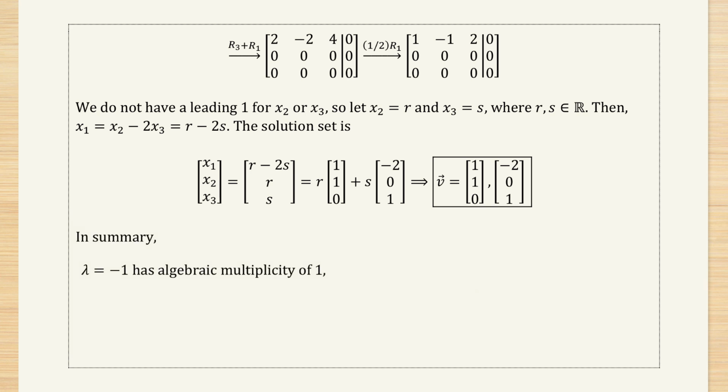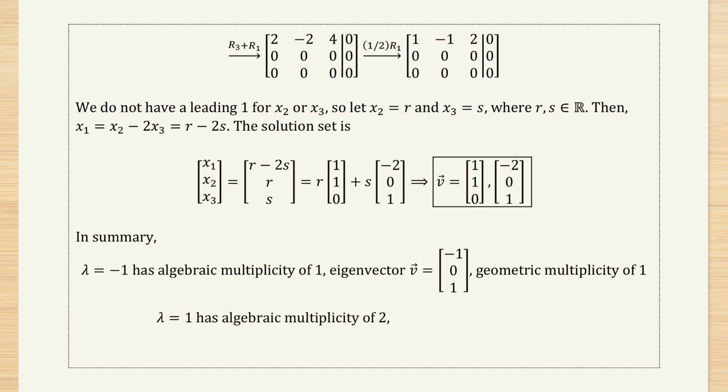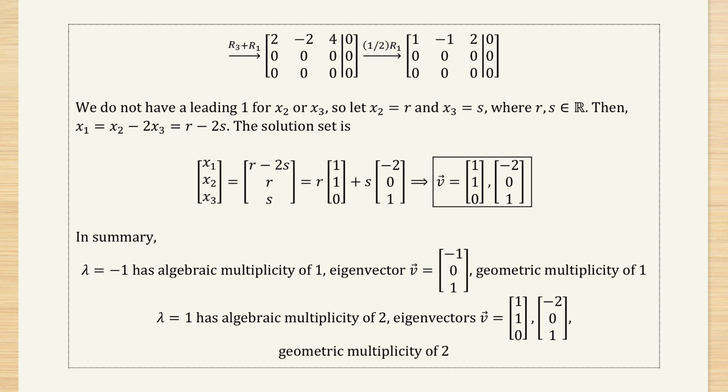To summarize, the eigenvalue -1 only appears once as the root of the characteristic equation, and therefore has the algebraic multiplicity of 1. We only get one single eigenvector from this eigenvalue, -1, 0, 1, and therefore this eigenvalue has a geometric multiplicity of 1. The other eigenvalue, 1, has an algebraic multiplicity of 2 because 1 came up twice as the root of the characteristic equation. Moreover, we get 2 eigenvectors, 1, 1, 0 and -2, 0, 1 from this eigenvalue, which means the eigenvalue has a geometric multiplicity of 2.